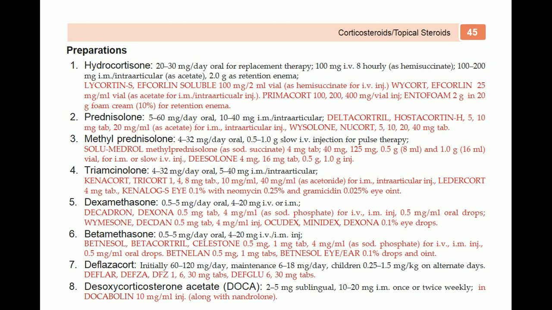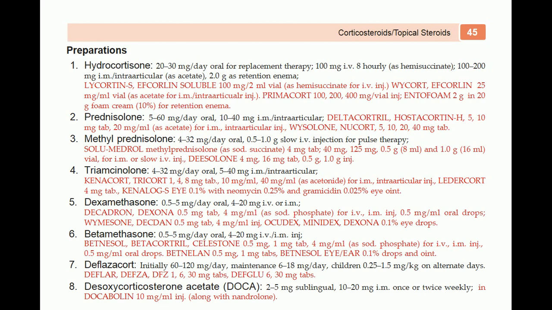They are also available in the market under different names and dosage forms like Solumedrol. Methylprednisolone sodium succinate comes as 4 milligram tablet, 40 milligram, 125 milligram, 0.5 gram per ml and 1.0 gram per 16 ml vial for IM and slow IV injection. The Solones come as 4 milligram, 16 mg and many more.